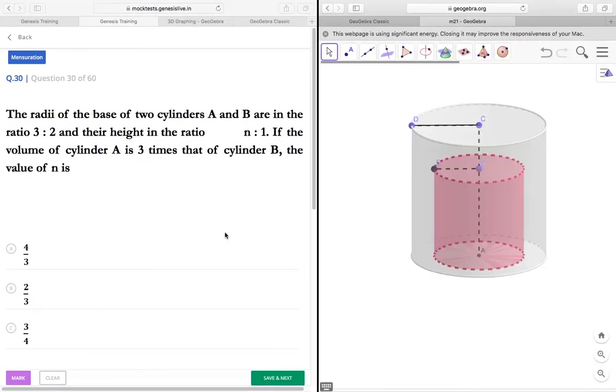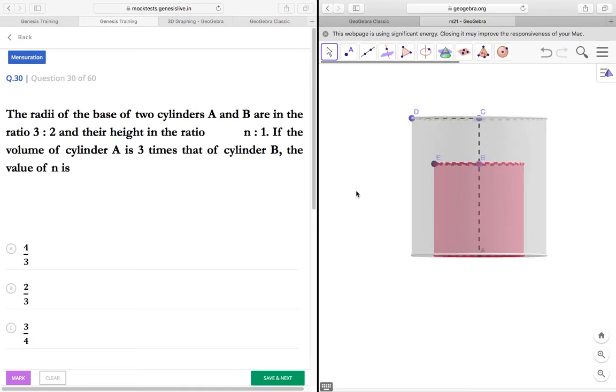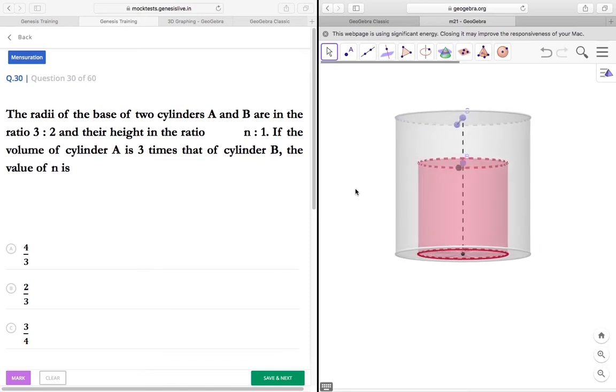Question number 30. Read the question. The radii of the base of two cylinders A and B, let's say the bigger one is cylinder A, and the smaller one is cylinder B. The ratio is 3:2. All right, great.